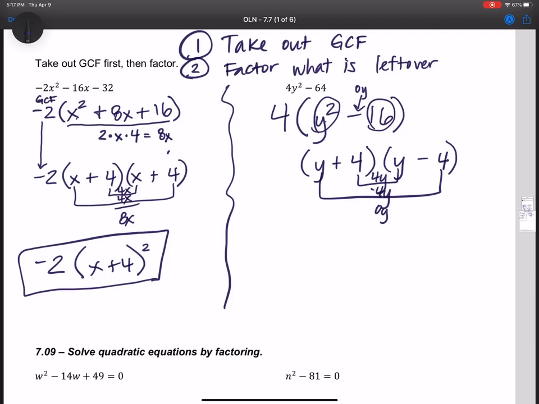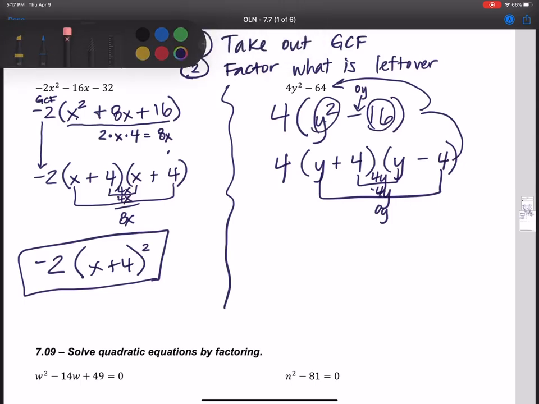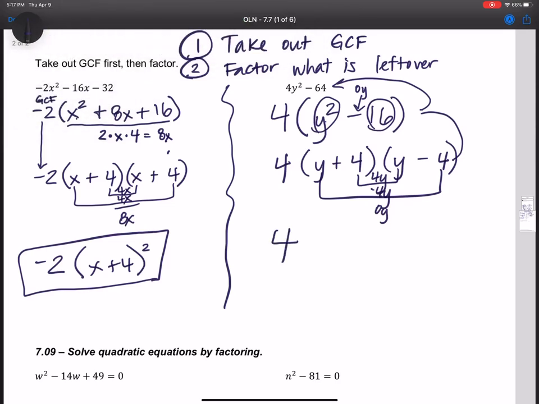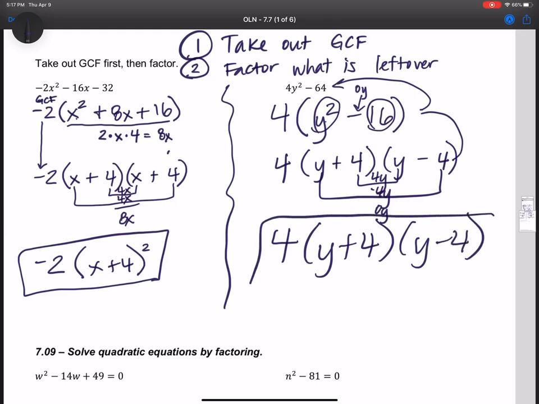Once again, don't forget your common factor in the very front, because if you were to ever multiply this back, it needs to come back to the original problem. Okay, now can we write those 2 together? No, you cannot. So I'm just going to rewrite it one more time just so you guys can see. 4 times (y plus 4) times (y minus 4), and that is your final answer.